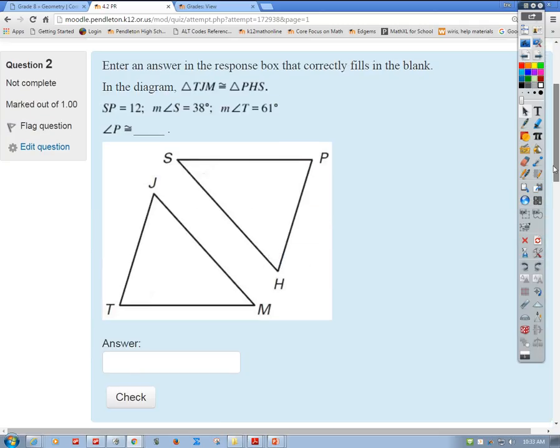What about one like this? Different, right? This time it's a different kind of question. What does that mean? Angle P is congruent to fill in the blank. So this is not a measure, this is a geometric thing. This is a figure. So I've got to provide in my answer, not a number, but whatever angle is actually congruent to angle P.